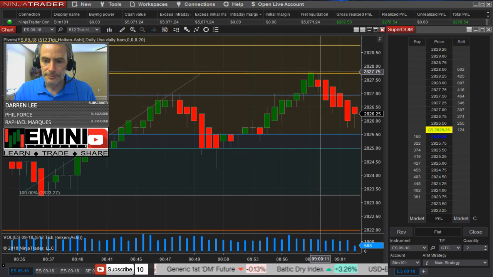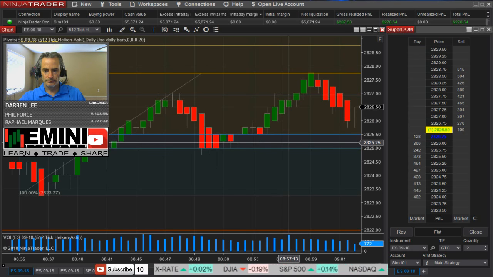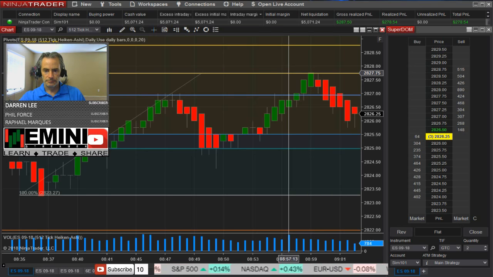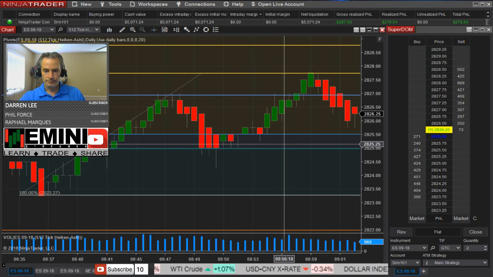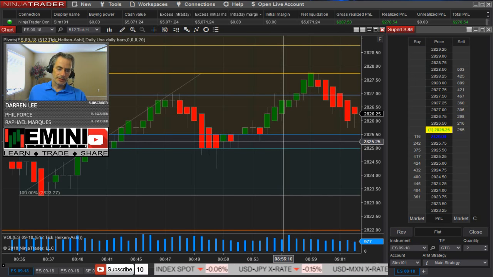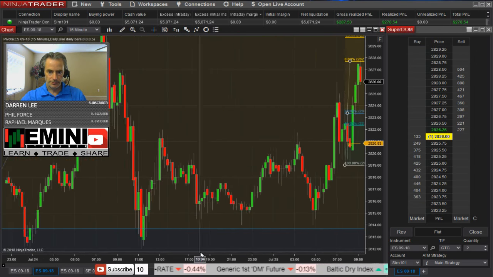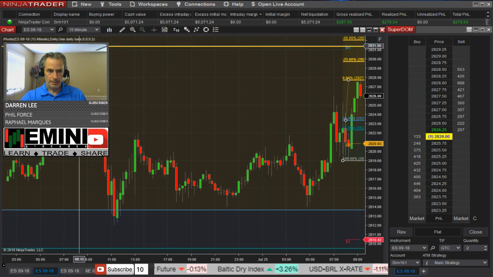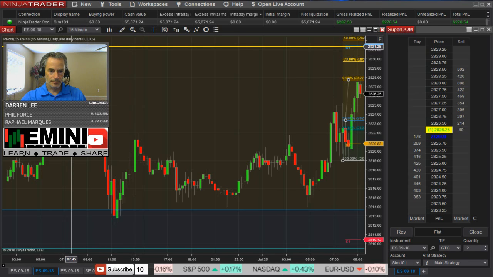It's not quite the spread we're looking for, but it's a little bit better than the last one. I have a feeling it's going to push back up to that high from yesterday, the 31, which we saw back here. And that was yesterday, just after open.